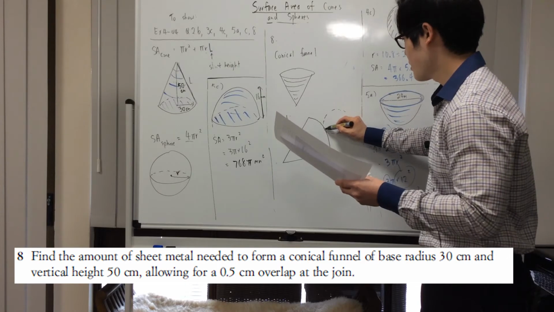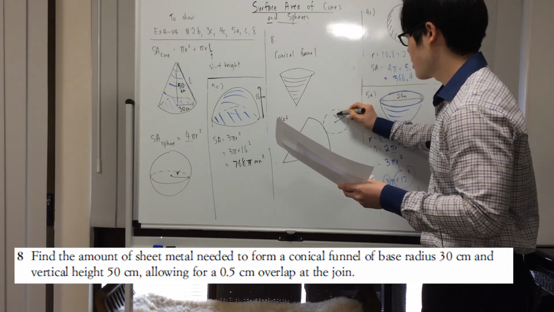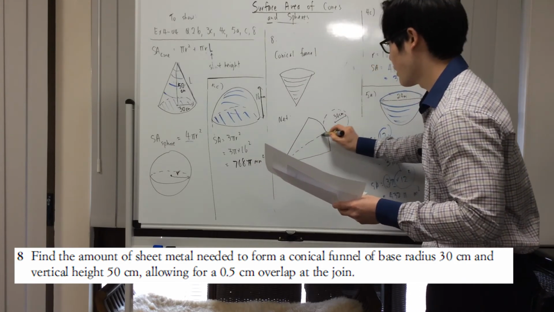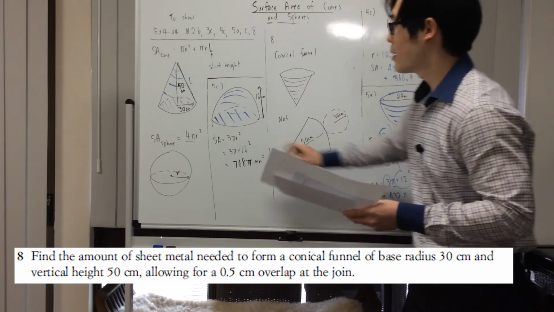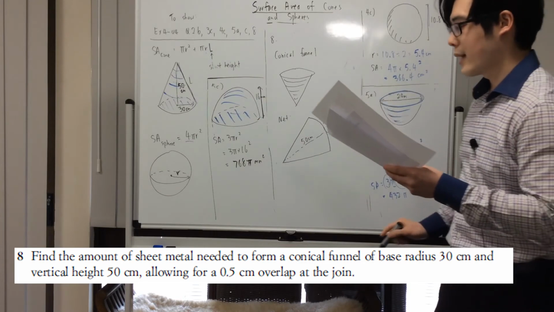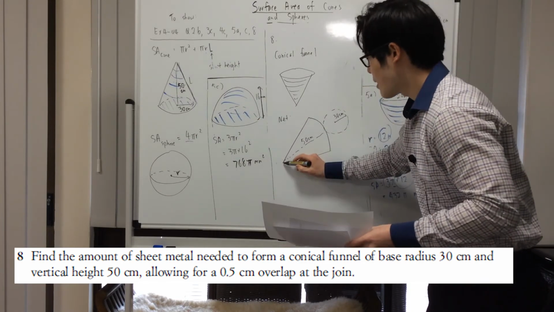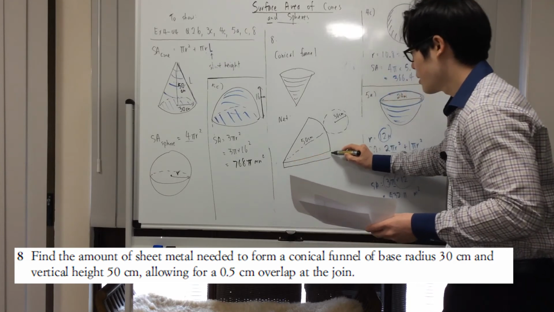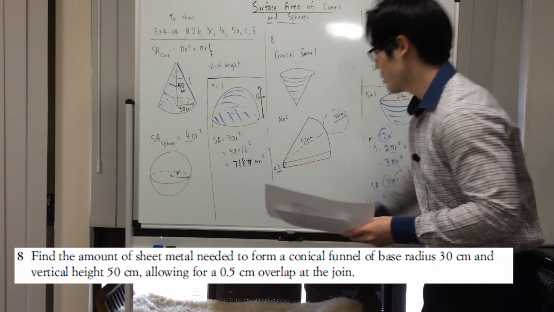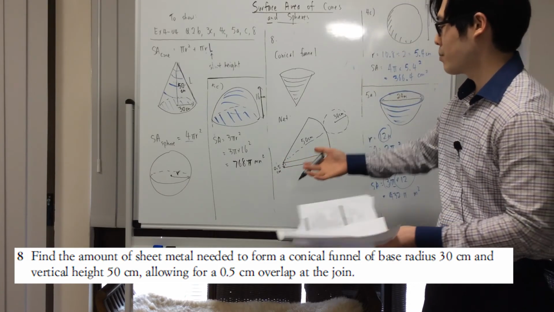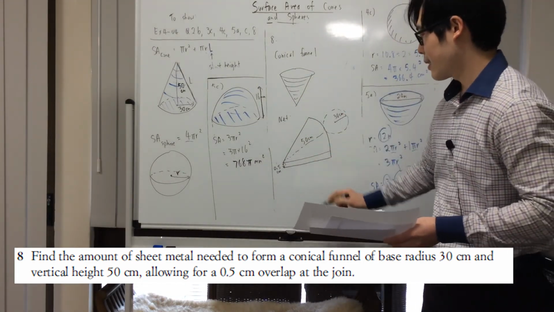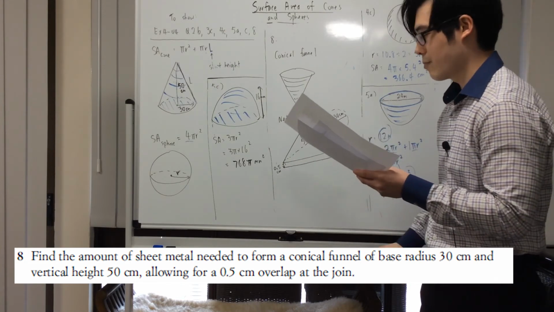So what they've told us is that the radius is 30 centimeters, okay? Vertical height is 50 centimeters, so that's the perpendicular height, okay? So from here, that would be this, and we've got the radius of 30 centimeters there. Now, allowing for a 0.5 centimeter overlap at the joint, that means there is an extra piece of metal here, where that's 0.5 centimeters, okay? So it's just an extra layer of metal to help glue the conical funnel better. It's just an extra bit of rectangular sheet of metal.